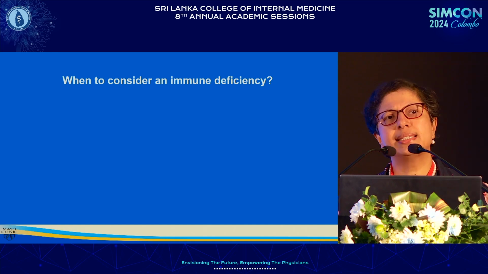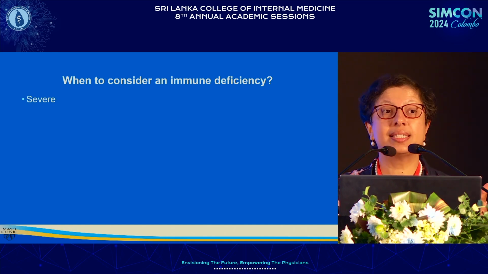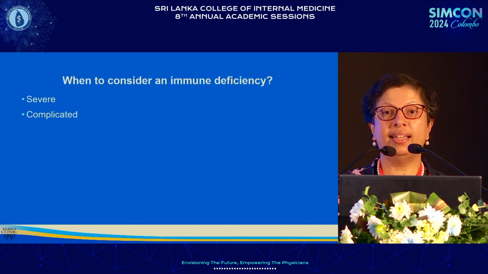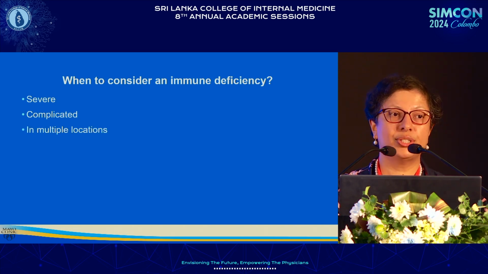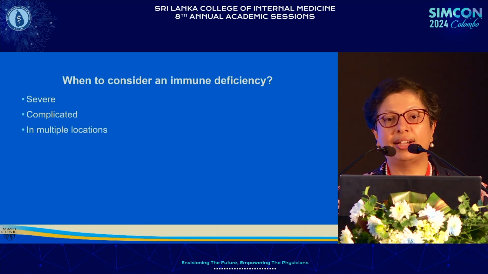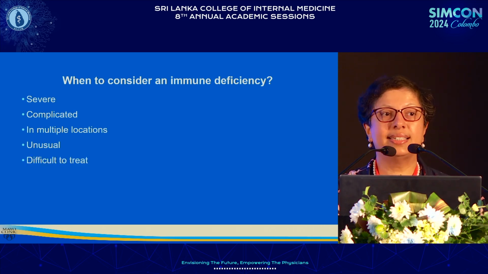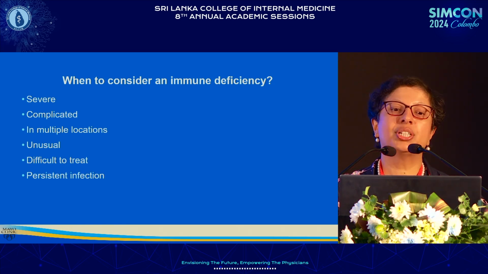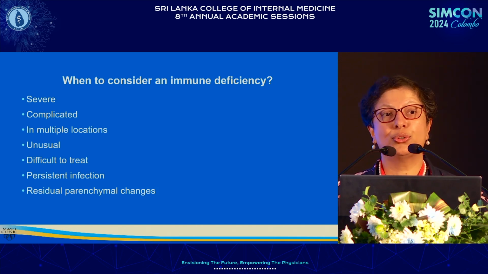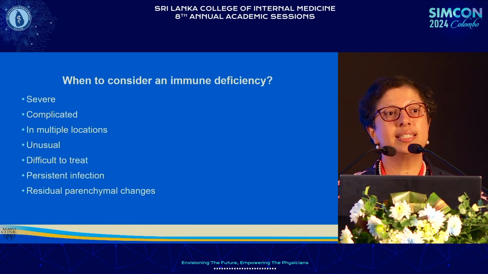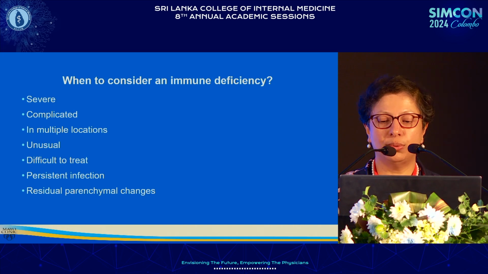So when should you consider somebody to have an immune deficiency? If they have a severe infection, or a complicated infection, they come in with empyema that does not respond well to antibiotics and has needed multiple chest tubes. The infection is in multiple locations, so they could have disseminated tuberculosis, a talk that we're going to have after me. Or the presentation is unusual, or the infection is difficult to treat, so oral antibiotics do not work. The patient needs multiple rounds of parenteral antibiotics, that's when you start thinking, or the infection is persistent. Let's say they had an episode of pneumonia, but they are left with bronchiectasis. All of these should be red flags that you should think, okay, this patient seems to have something wrong with the immune system. What do I do now?